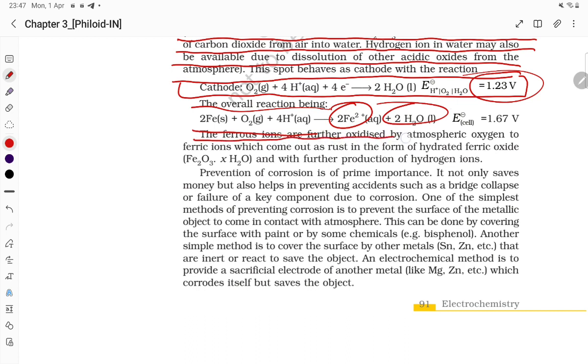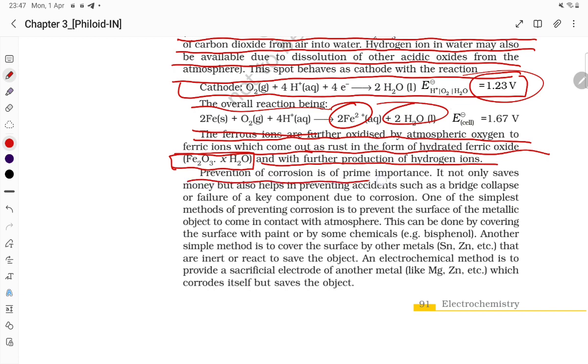The ferrous ion is further oxidized by atmospheric oxygen to give ferric ion, which comes out as rust in the form of hydrated ferric oxide, Fe2O3·xH2O, with further production of hydrogen ion. Prevention of corrosion is of primary importance. It not only saves money but also helps in preventing accidents such as bridge collapse or failure of a key component due to corrosion.